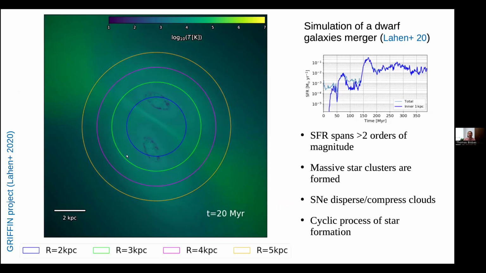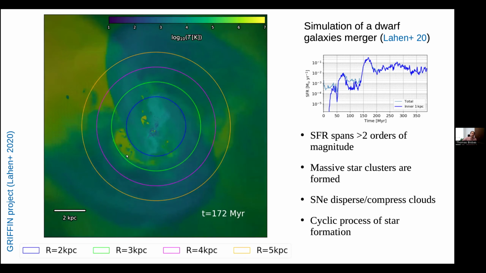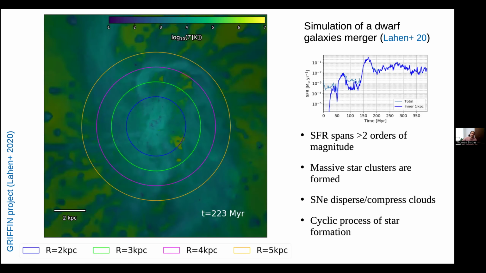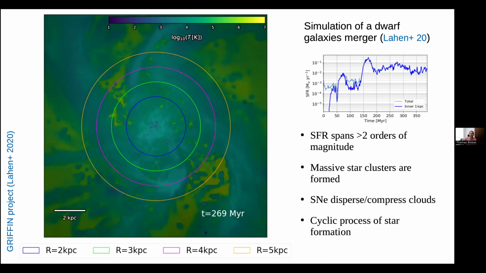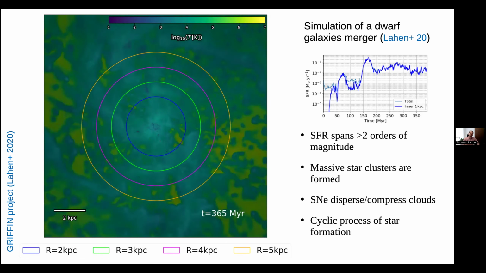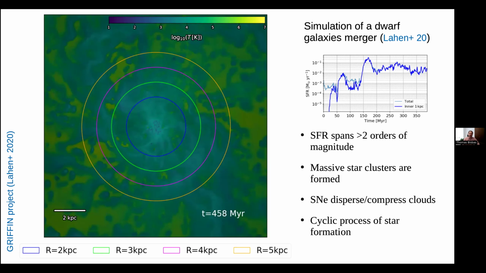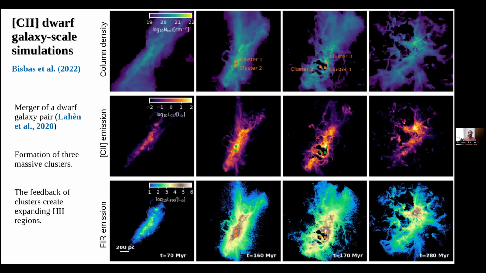And this was done with a model. We used a dwarf galaxy collision model from the Griffin project initiated by Natalia Lahen in 2020. The characteristic of this simulation is that we have a star formation rate that spans more than 2 orders of magnitude in a single simulation, which gives a wealth of data to understand how the C+ emission and the FIR emission actually evolves. These are different snapshots.